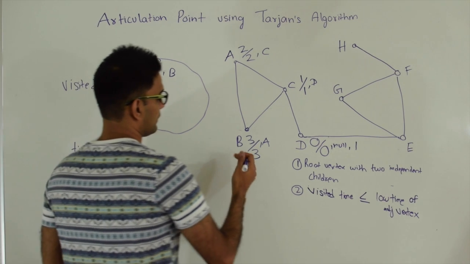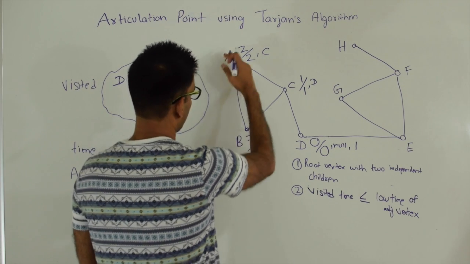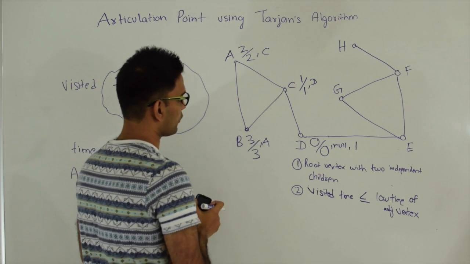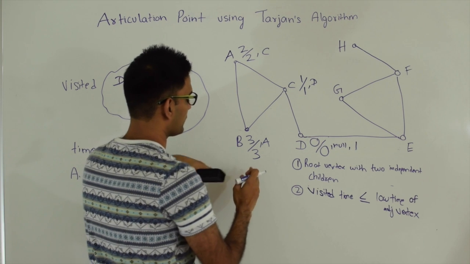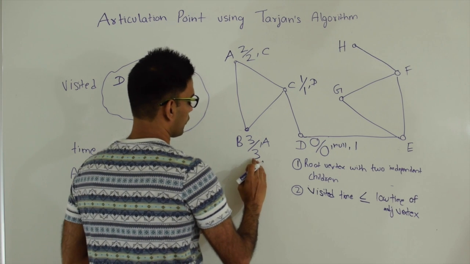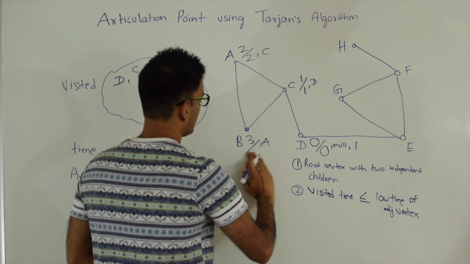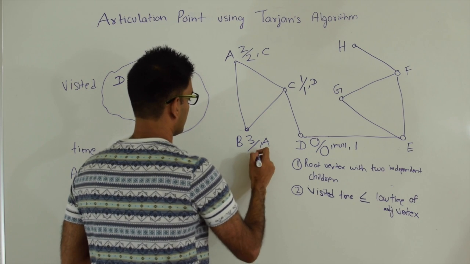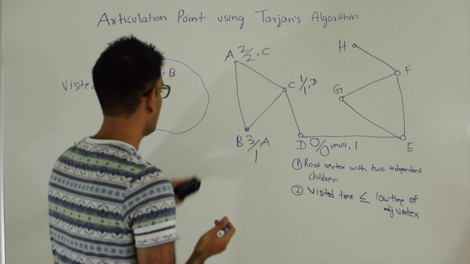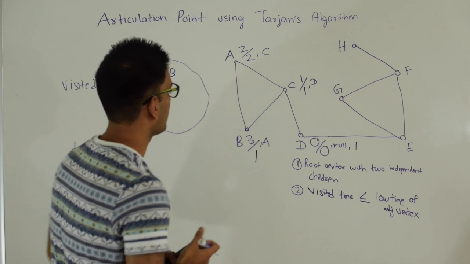So then, before going to A, we are going to update B's low time. So B's low time will be the minimum of whatever the current low time is, 3, or the low time of its adjacent vertex, which is 1. So here we'll say 1. Then we'll go back to A.